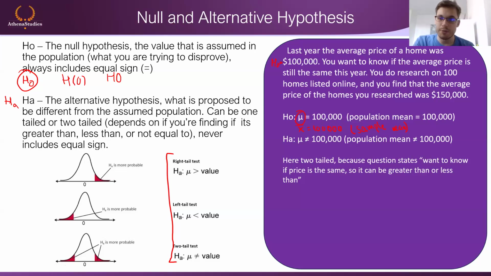Now, this might be a bit abstract to some people. Why is HA mu is not equal to 100,000? Why is it not mu equals 150,000? Because that was the question that we're getting. We can never test like that. We can't say, I want to test if it's this value. Statistics isn't that powerful, unfortunately. If it were, the world would be a better place, but it's not that powerful.